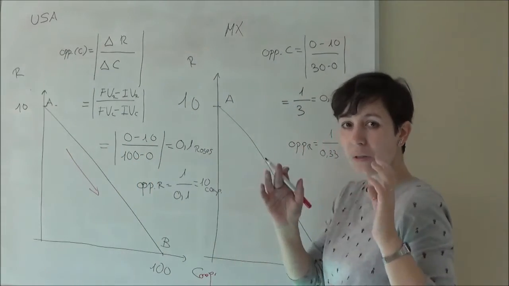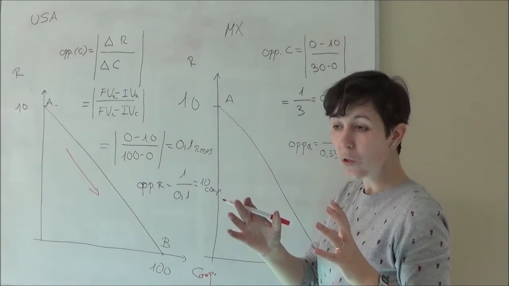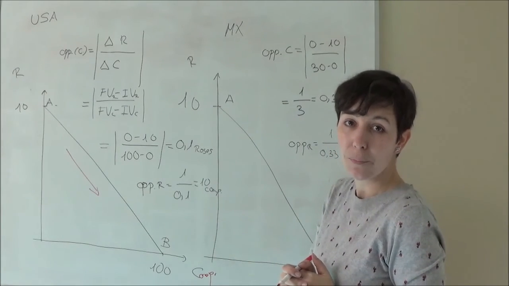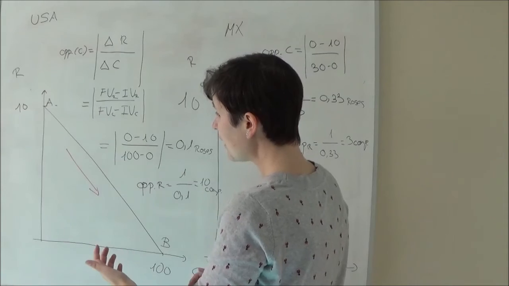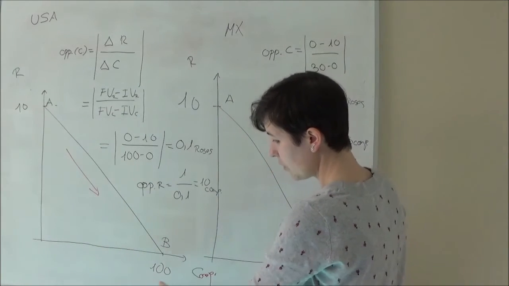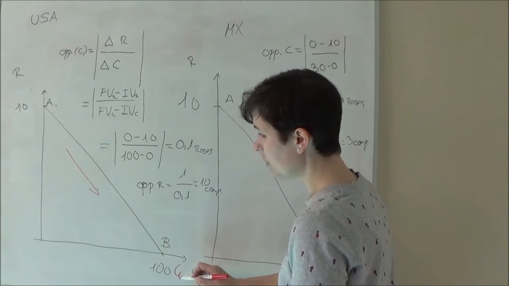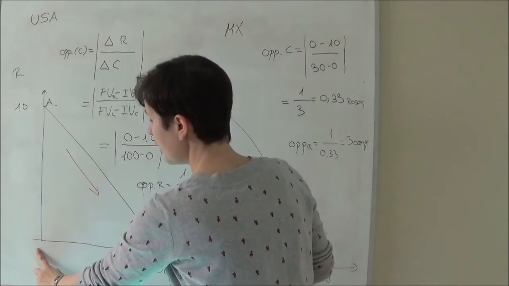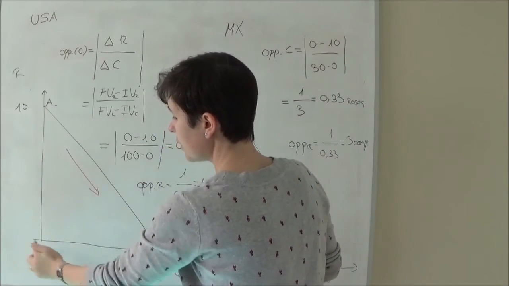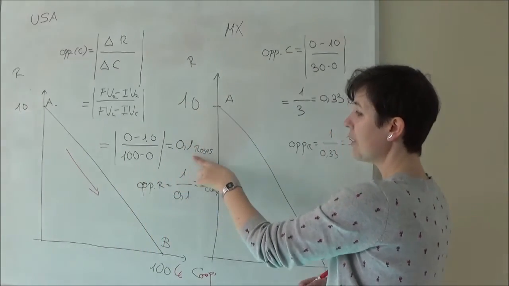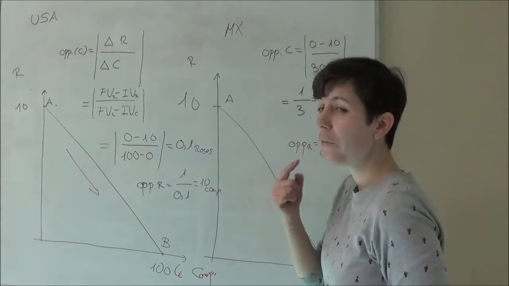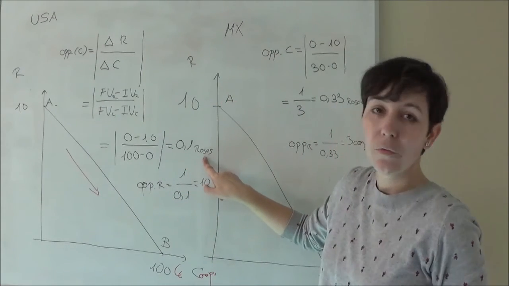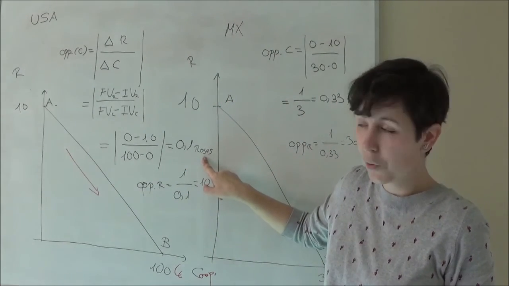Divided, that was the variation of roses, but I want to know the variation per unit of new computer. The final value of computer was here, in the horizontal, 100. The initial value, this point, the horizontal is 0. So that is the opportunity cost of producing 1 more computer. It's in terms of roses that you are not going to produce.